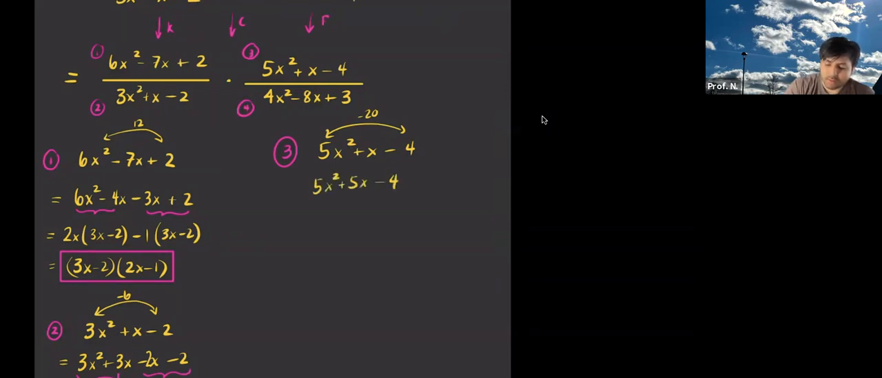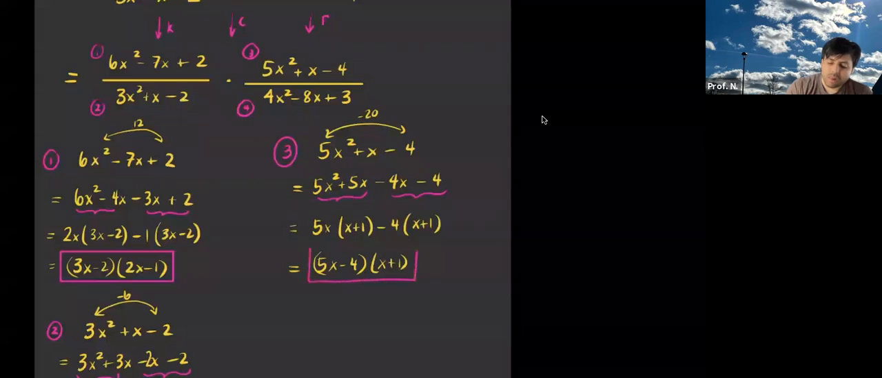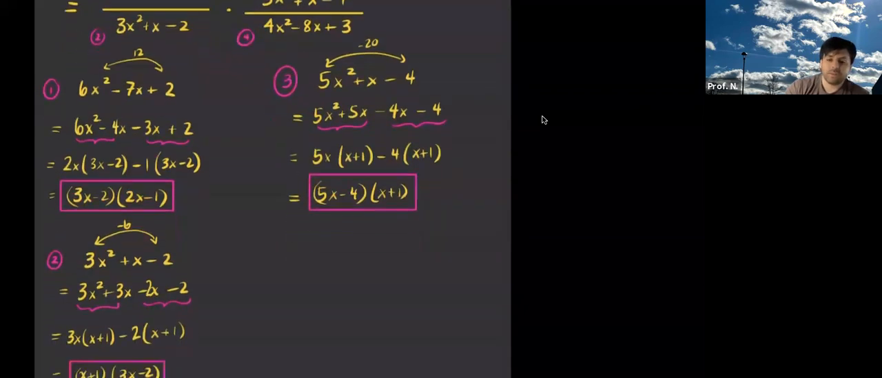5x and then subtracted by 4x. Same thing happens here. Factor by grouping. I can take out a 5x and I'm left with x plus 1. I can take out a -4 and I'm left with x plus 1. That equals 5x minus 4, parentheses, x plus 1. I got the third one, and then finally the fourth one.